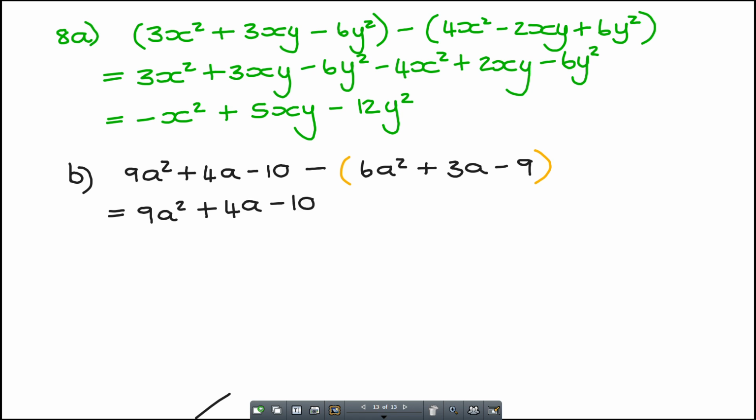So this will become minus 6a squared, minus 3a, and then plus 9. So now we got to look for like terms. So 9a squared minus 6a squared will give me 3a squared. 4a minus 3a will just give me 1a, or a. And minus 10 plus 9 will give me minus 1. Right, any questions? Yeah?